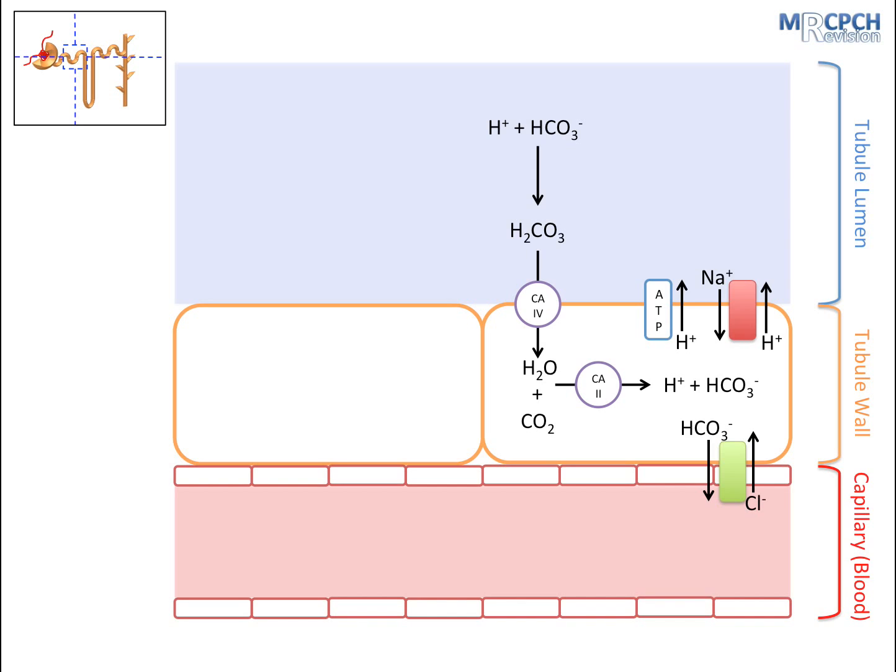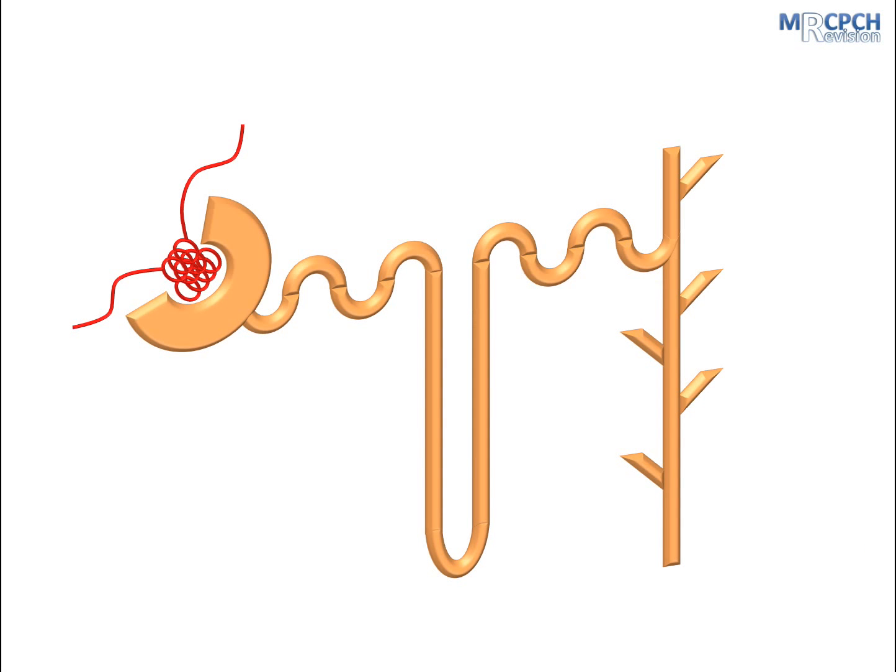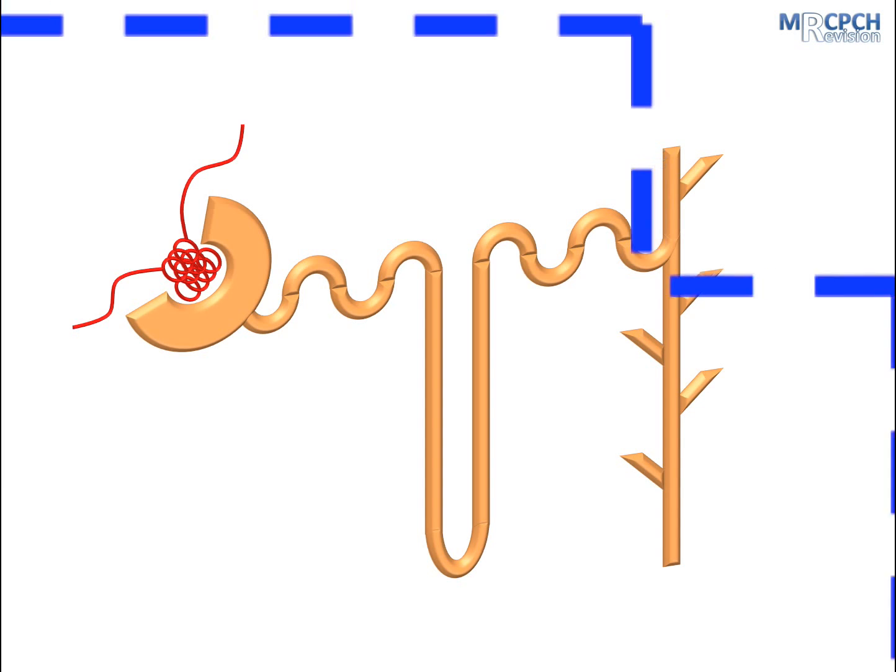So the proximal convoluted tubule accounts for roughly 70 to 80% of the reabsorption of bicarbonate back into the circulation. We'll now turn our attention to the distal convoluted tubule and the collecting duct system.